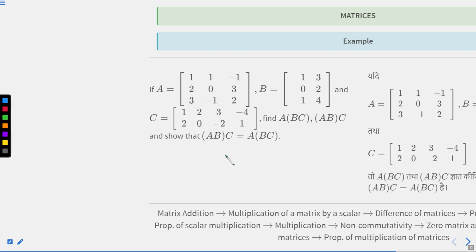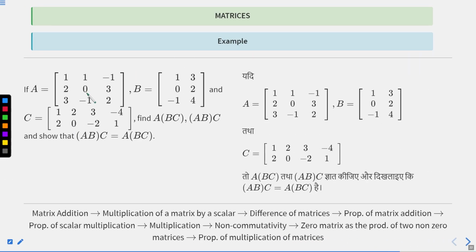Let us move to the next slide. Now here what is written is quite simple: A is given like this, B is given like this, C is given like this. So you have to find first AB and then multiply with C, and then find BC and multiply A with it. Then verify or show that these are equal to each other. This is your associativity property. Okay, so please do it on your own.